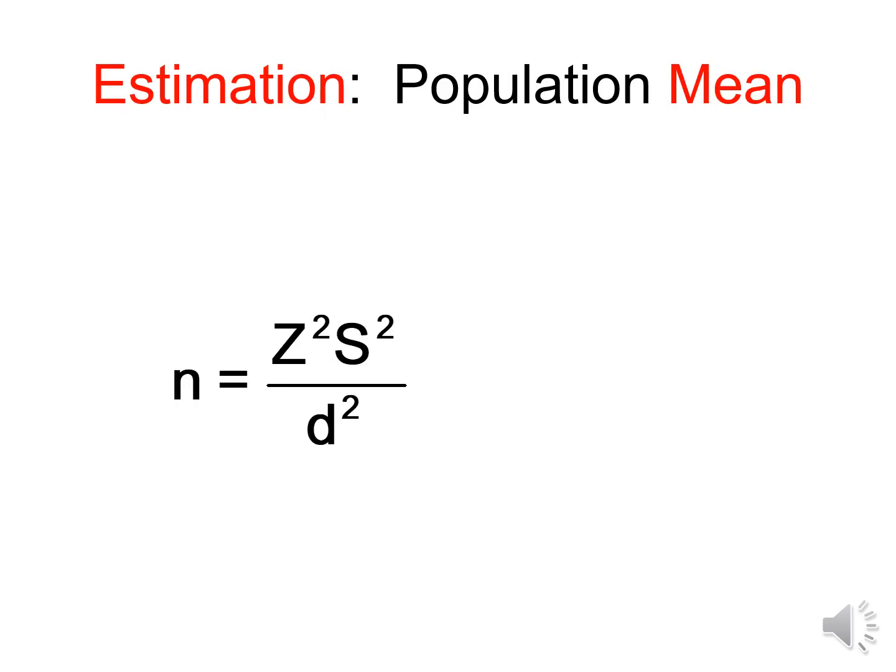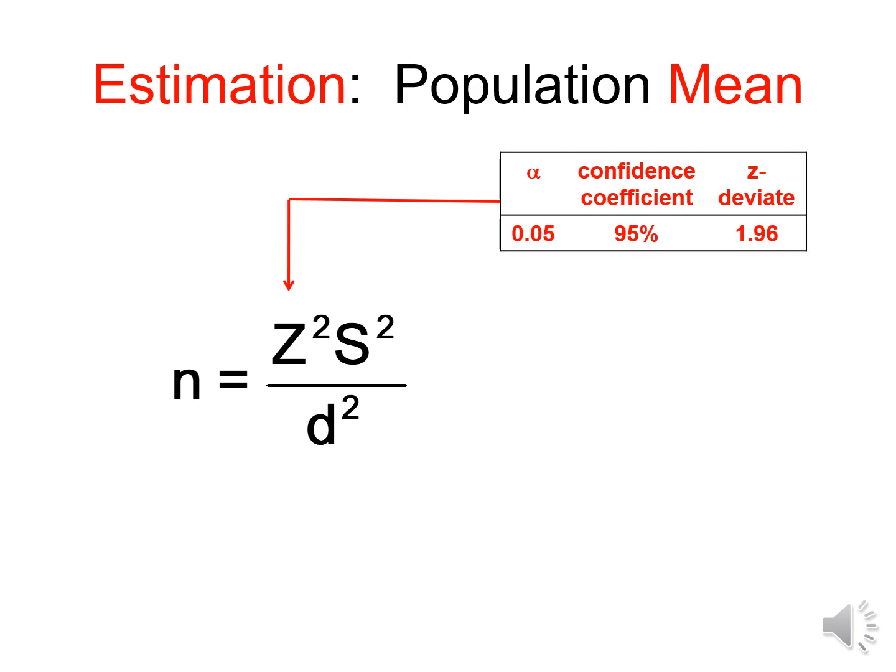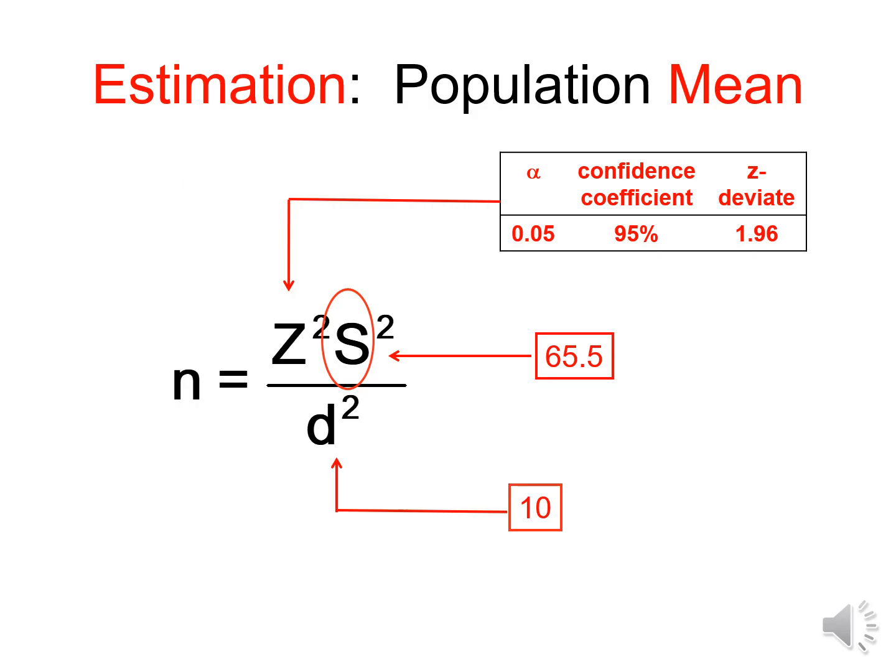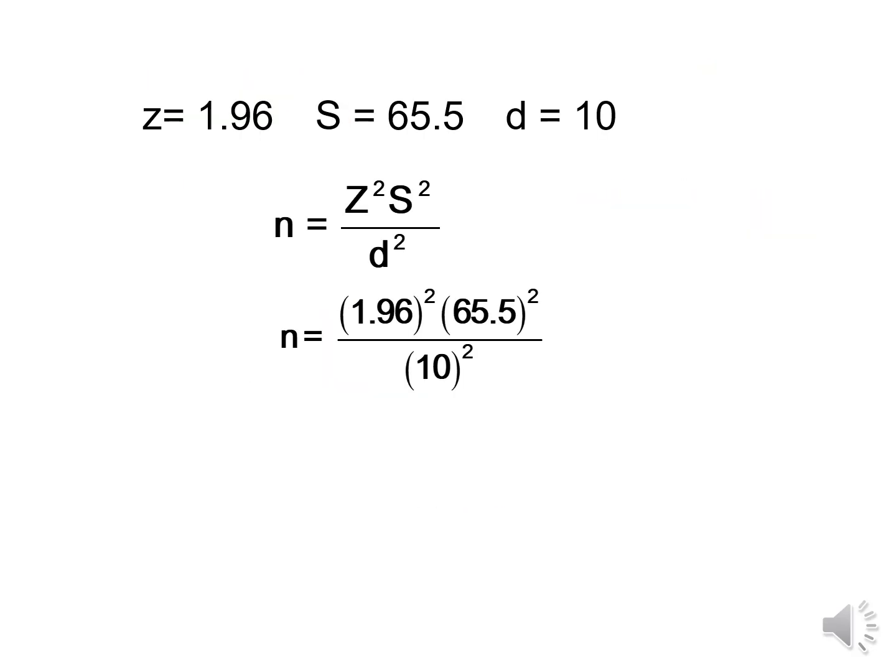With the formula, Z is assigned a value of 1.96. S is the standard deviation, which is 65.5, derived from the previous study. And D is given a value of 10, which is 10 units away from the true value. Substituting the values into the formula for estimating a population mean, we get a value of 165 obese children.